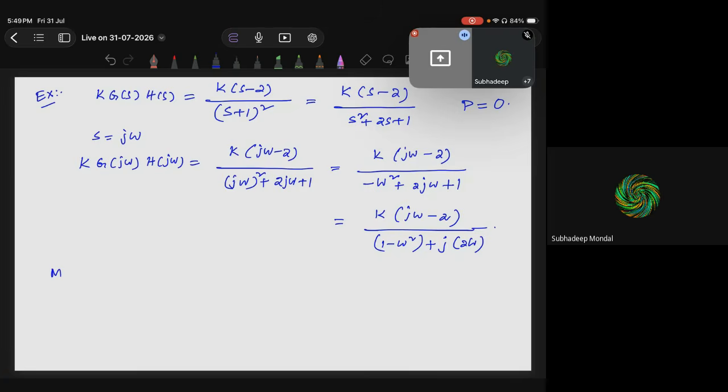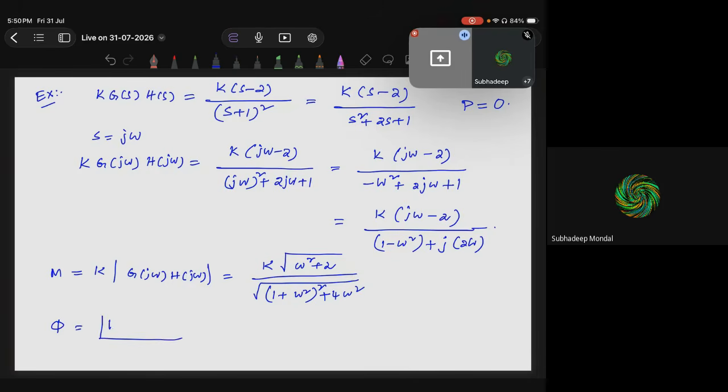So I'll find the magnitude first. The magnitude is nothing but |G(jω)H(jω)|. Am I correct? So what is the magnitude of the numerator? The numerator is root over ω² plus 2. What is the magnitude of the denominator? Root over a² plus b², so root over (1 − ω²) whole square plus 4ω². Clear? Any doubt? Okay.